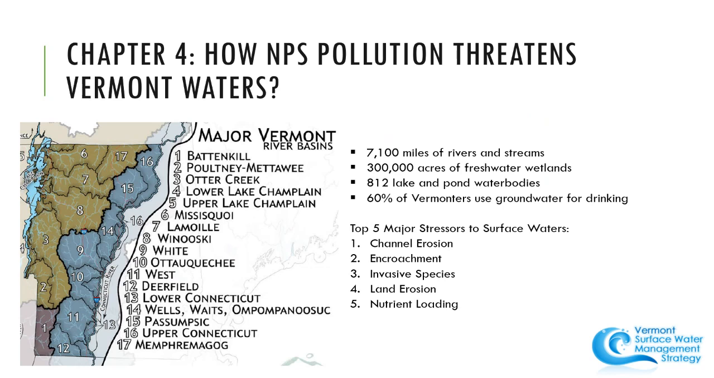But I've just listed the top 5 here. Those being channel erosion, the erosion that's brought about by human activities and how they're changing the flow, which can lead to a stream being out of equilibrium. There's encroachment, which is the placement of public or private infrastructure on lakes, wetlands, or river corridors, and that can result in the loss of riparian buffer zones and habitat, etc.